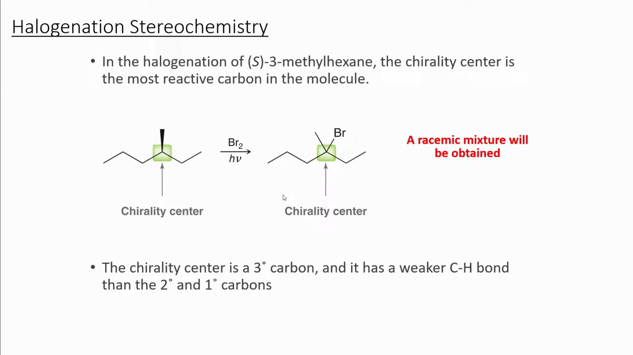If the starting material contains a chiral center, for example S-3-methylhexane, halogenation at this position will produce a racemic mixture. The stereocenter will be destroyed once the radical is produced at this center.